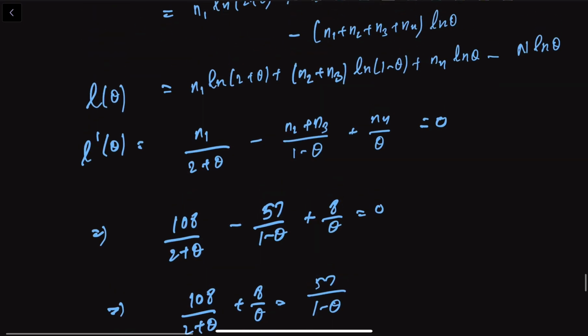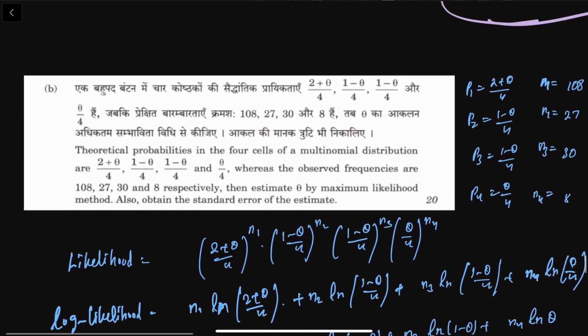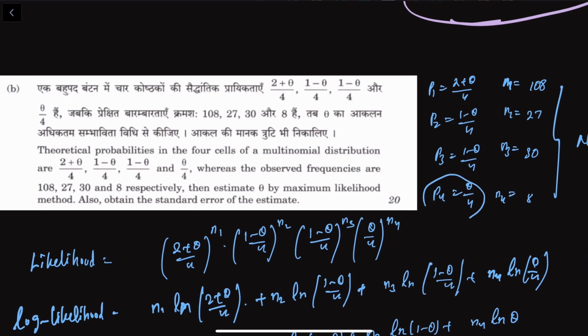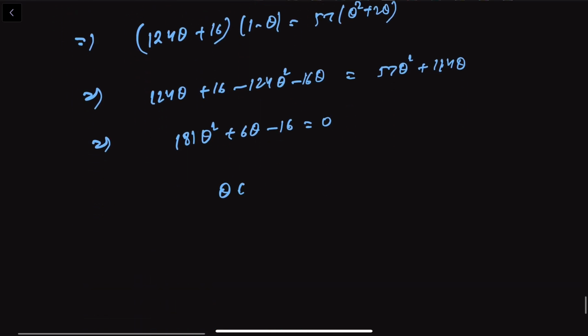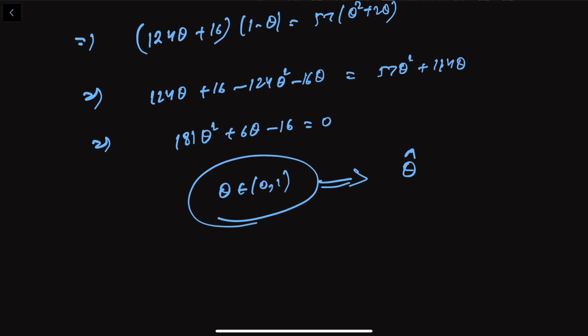And more importantly, if we consider the range, since these are probabilities, first P4 is theta by 4, so theta must be greater than 0. Now (1 minus theta) by 4, the numerator must be greater than 0, so theta must be less than 1. So theta should be between 0 and 1. If we find the root between 0 and 1 for this quadratic equation, we get approximately 0.2663319. So this will be the maximum likelihood estimate of theta.